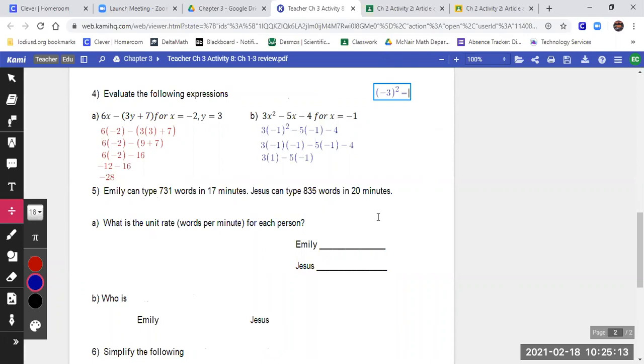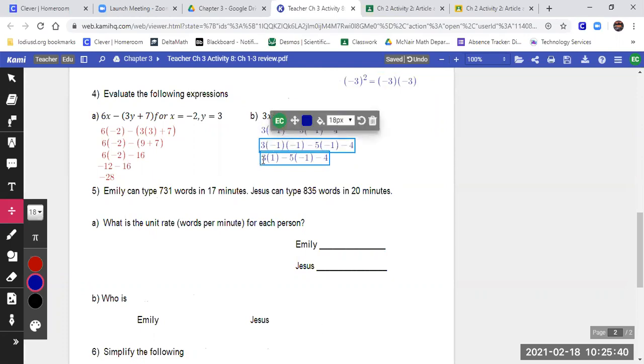What did we decide? Negative times negative makes what? Because remember that the 2 in the sky means times itself. So that's the same thing as saying negative 3 times negative 3. Some of you need to fix your ideas about the power of 2, because a lot of you are doing times 2, which is an error.